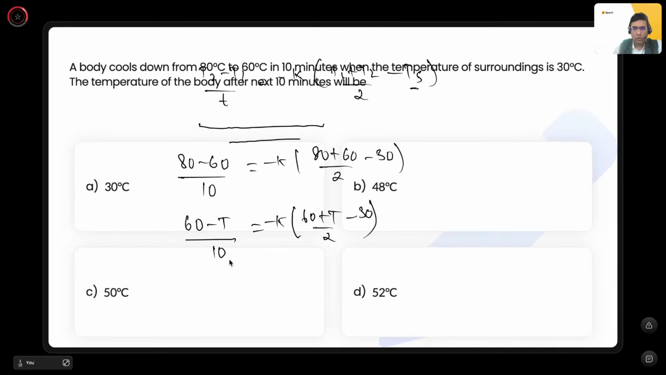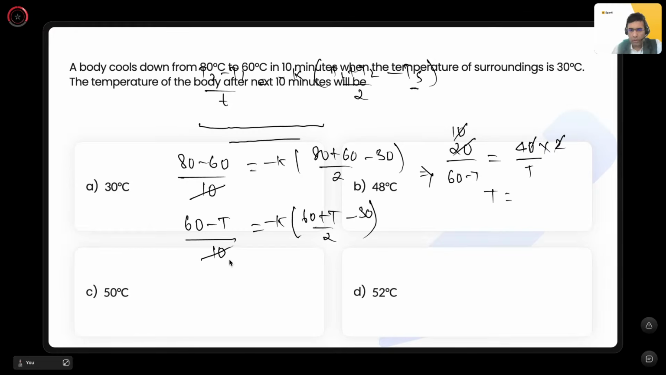So if we solve these two, divide both of them, better let's divide it. So 10 and 10 get cancelled, and this will be 20 upon 60 minus T, and it will be equal to, if we do the LCM, it will be 40, and this will be T upon 2. So this goes like 10 times and 4.